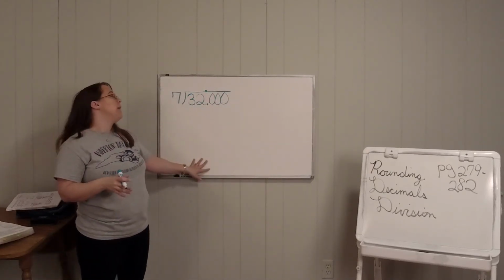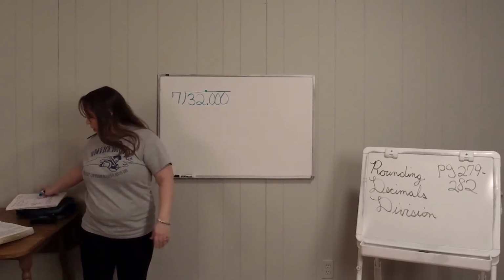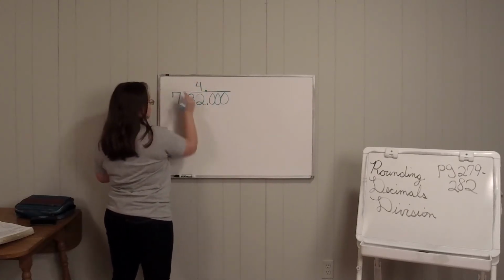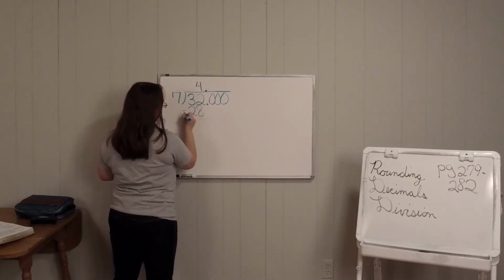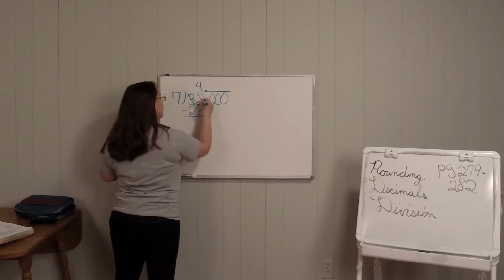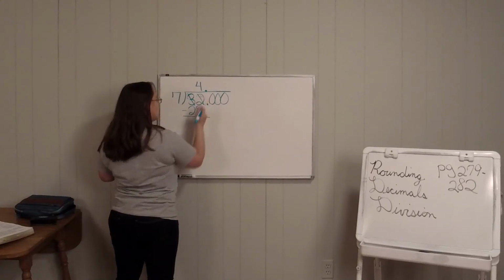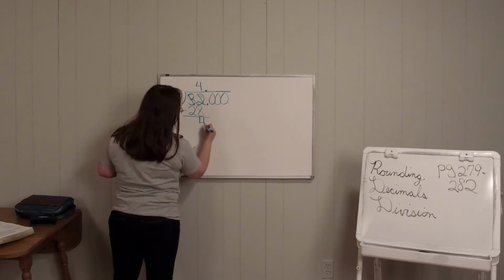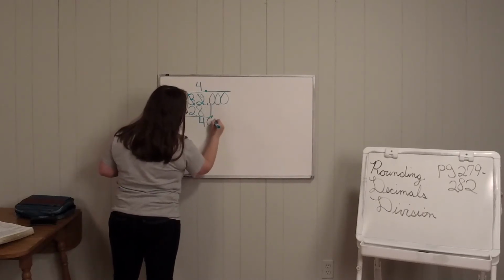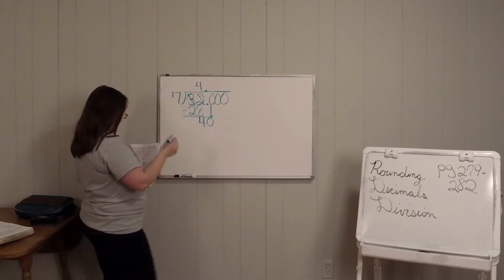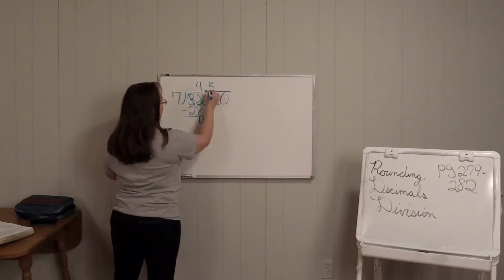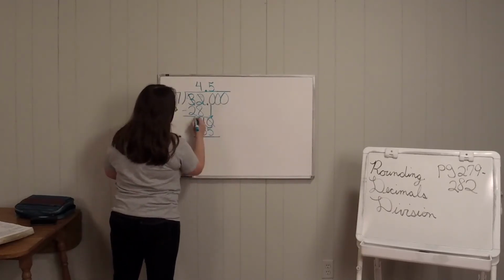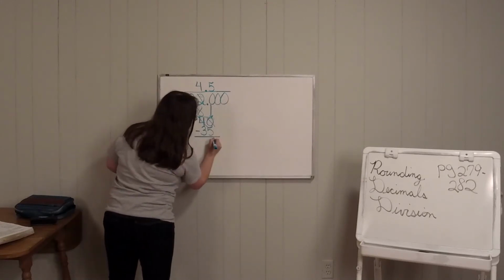So then you work your problem out. How many times will 7 go into 32? We already figured that out earlier. It was 4. 4 times 7 is 28. Okay, 12 minus 8 was 4. Bring down your 0. And then we said it was going to be a 5. 7 times 5 is 35. Ten minus 5 is 5.